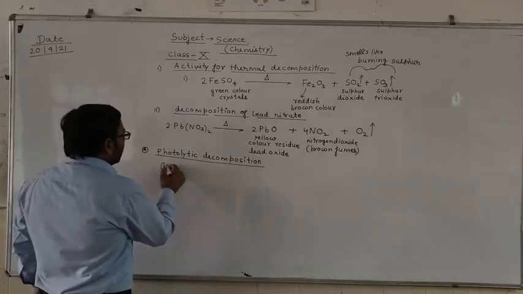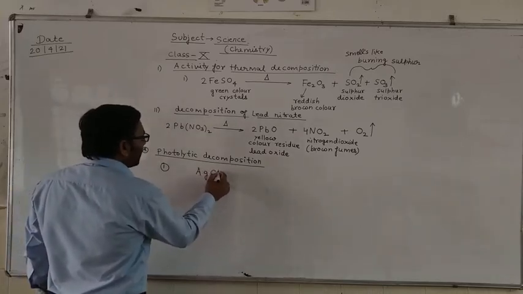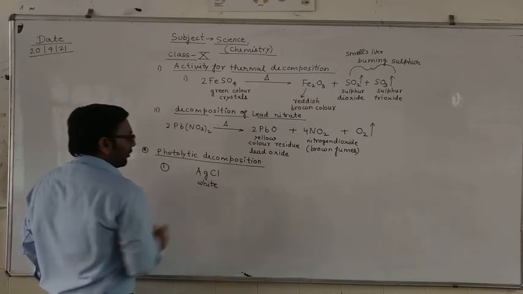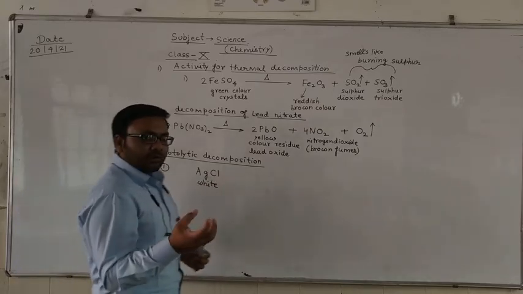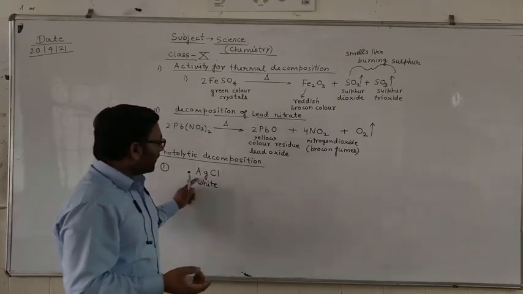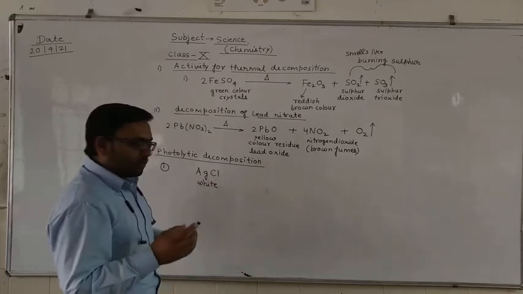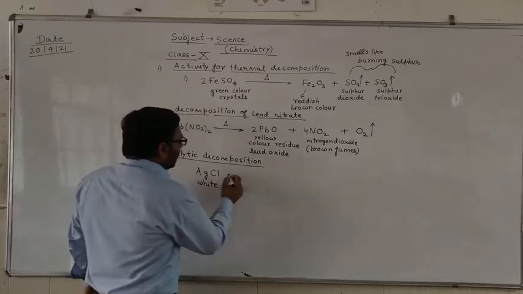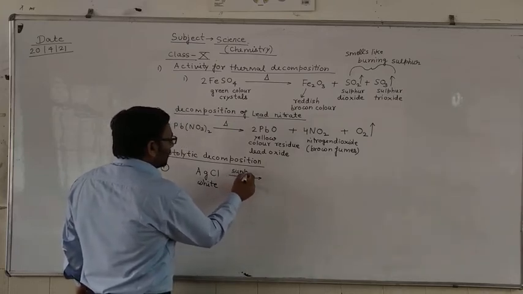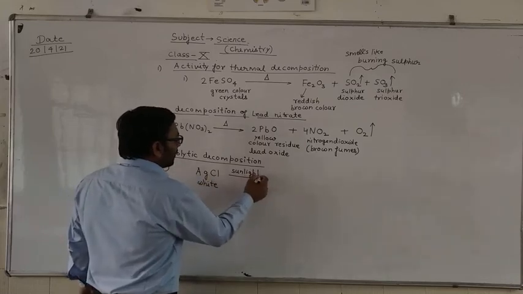For example, we take some amount of AgCl, that is silver chloride. This is a white solid. We make its powder, and take just 5 to 10 grams of this white powder of AgCl in a tray or a china dish or a container. Then we keep this tray or china dish which contains AgCl in powder form in the presence of sunlight.